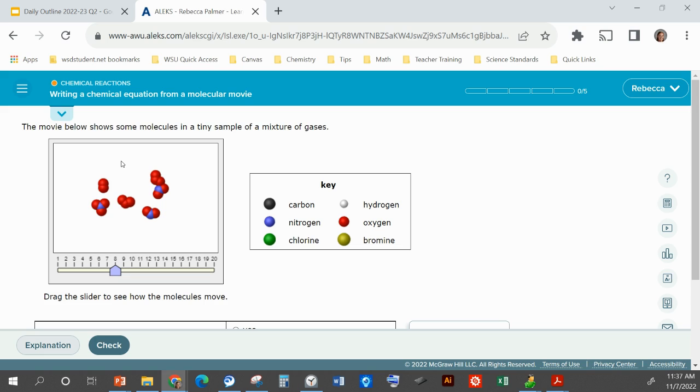Good, we have nitrogen from our key, that's a blue one with 2 oxygens. Okay, and then what do we end up with? What is our product? So that's what we start with before the collision, and then they collide. So what happens after? What do we end up with after the collision? O2 and NO3.